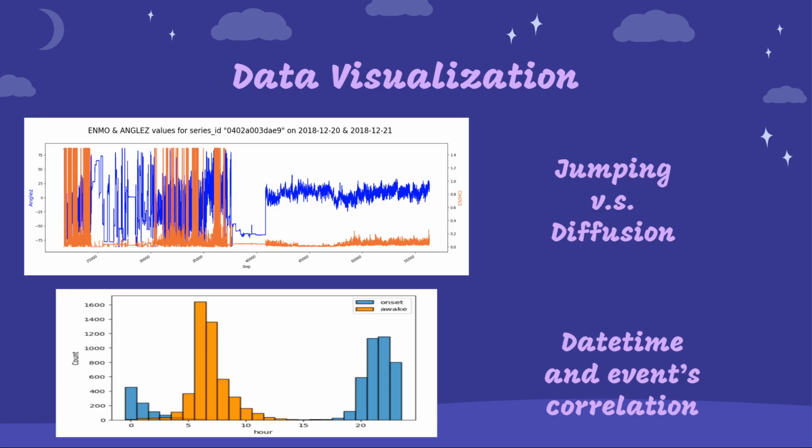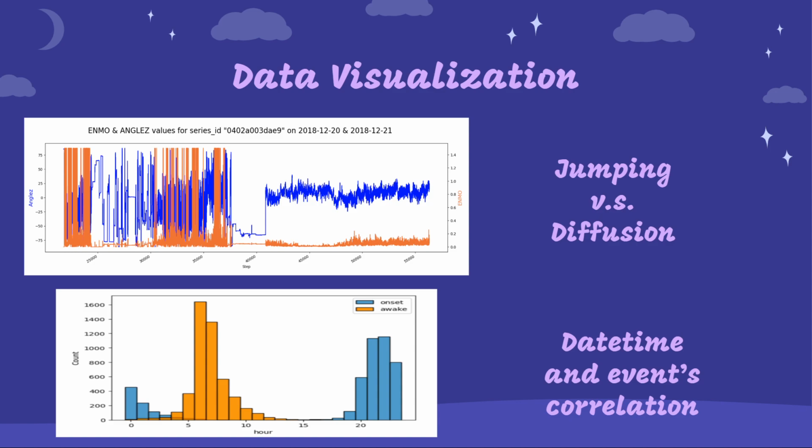And we got two key insights from data visualization. First, there are two main tendencies in raw data, the jumping process and the diffusion process. When it is in the jumping process, the movement is huge compared to the diffusion process. Also, we found that event type often changes when sensor data change between the two processes. So we want the model to understand these two processes.